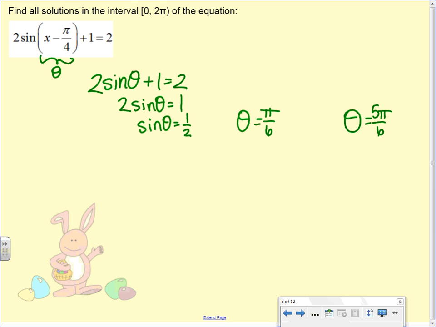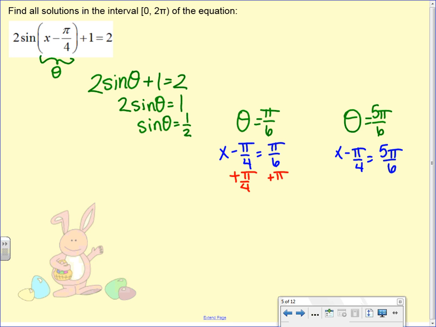We had to solve for x. Remember to begin with, we know what theta is. So what can I do now? Yep, substitute the x back in. We let theta equal x minus pi over 4. So x minus pi over 4 equals both pi over 6 and 5 pi over 6. And now how do I solve for x in so many equations? Add pi over 4 to both sides.